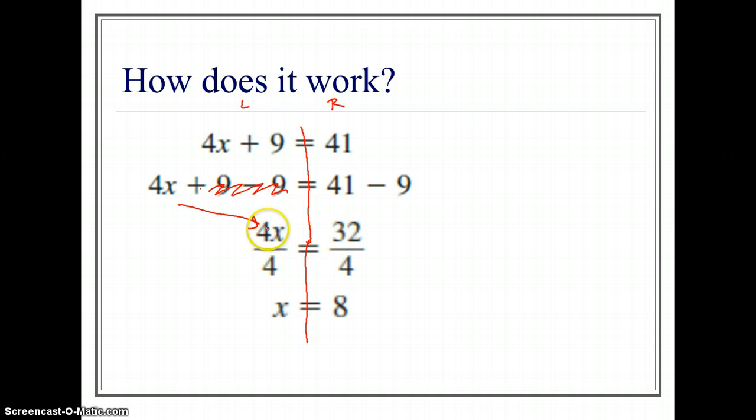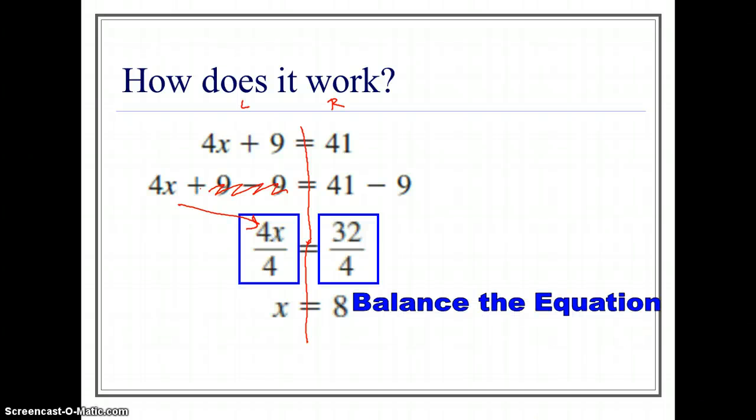Next thing that happens is we need to get rid of the 4. Remember, the whole goal is to get the variable by itself, or to isolate the variable. So 4 times x, the inverse operation, would be to divide. And we divide by 4 on both sides because we have to balance the equation.